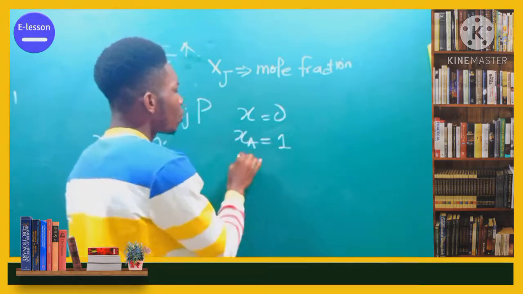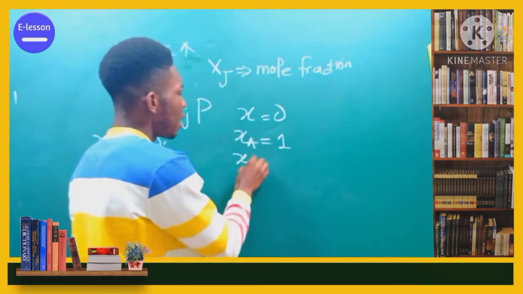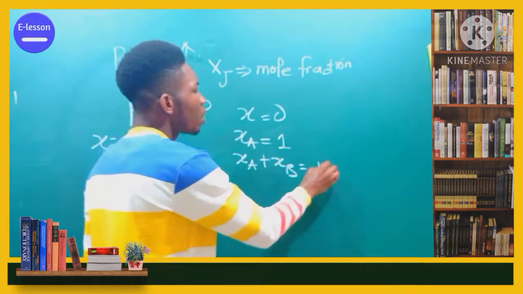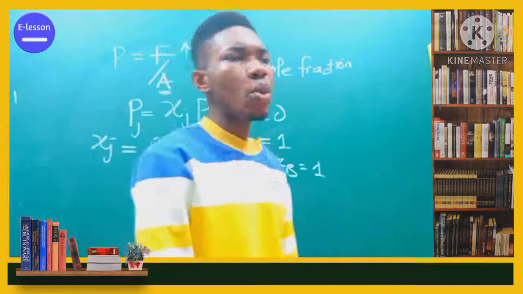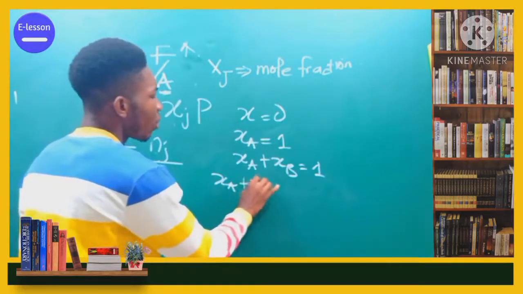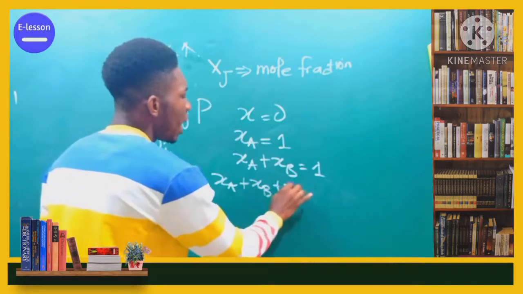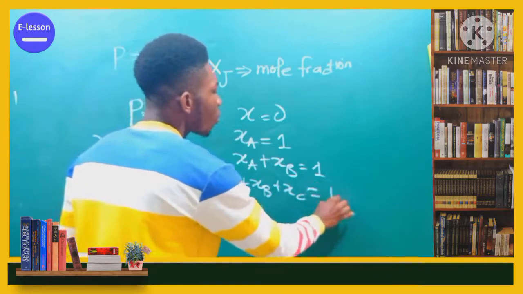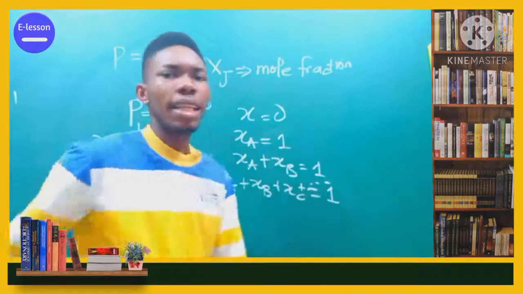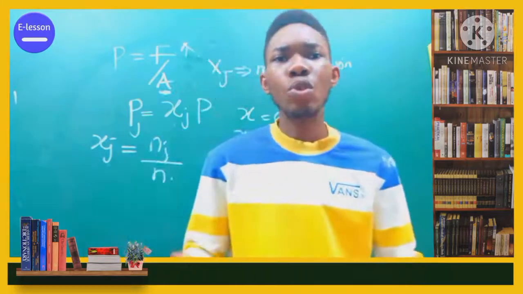What if you have two gases, let's say Sa plus Sb? Your mole fraction must be equal to one also. So if you have plenty of gases, Sa plus Sb plus Sc, and it continues like that, your total mole fraction must be equal to one. Whatever is given to you, the sum total of all the mole fractions is equal to one.